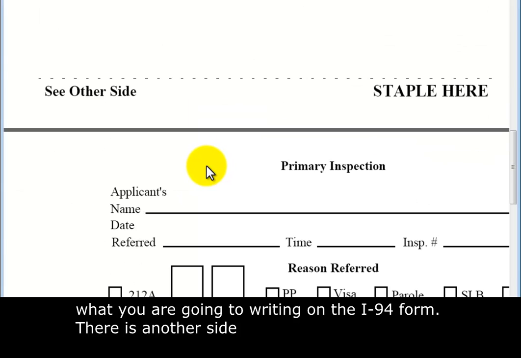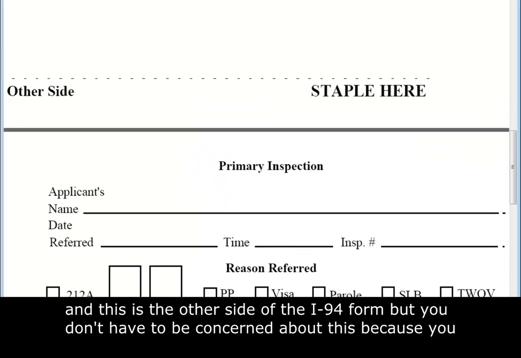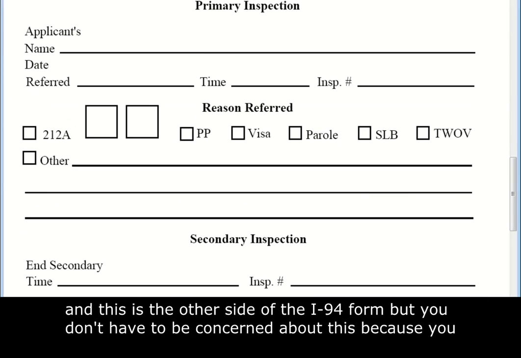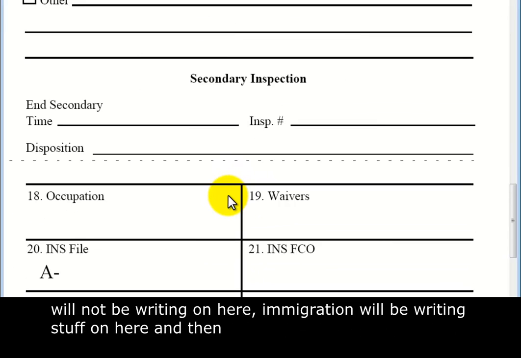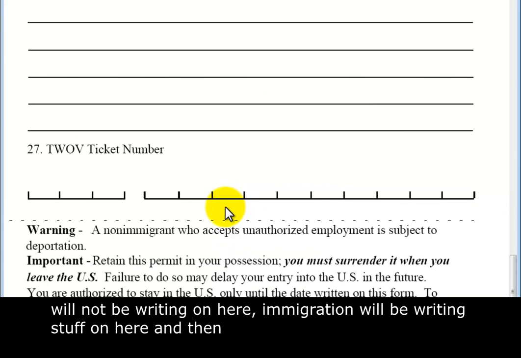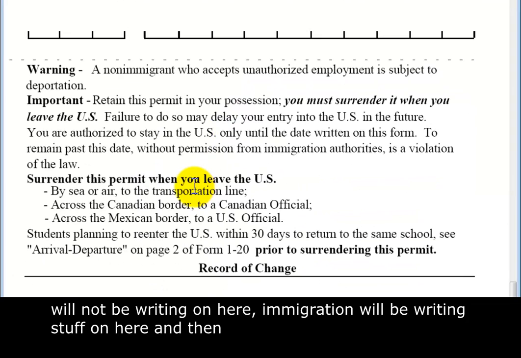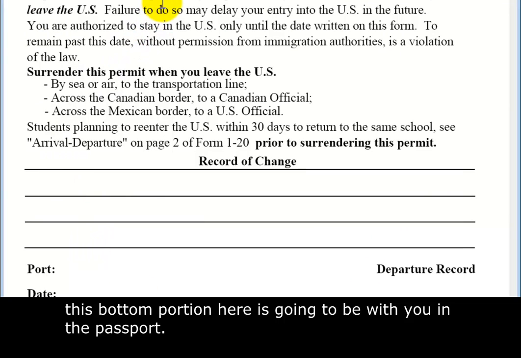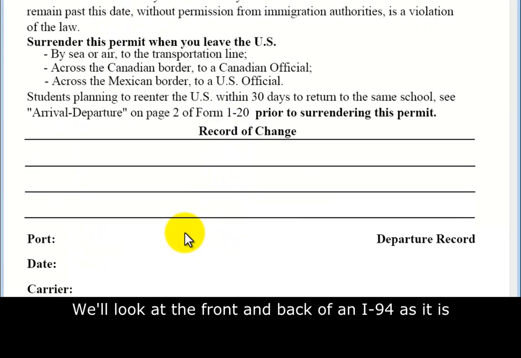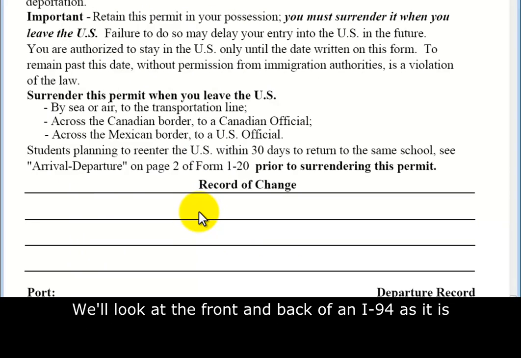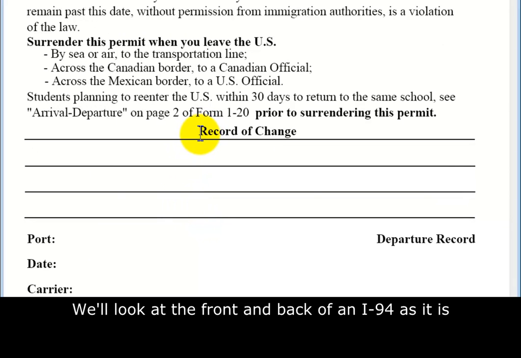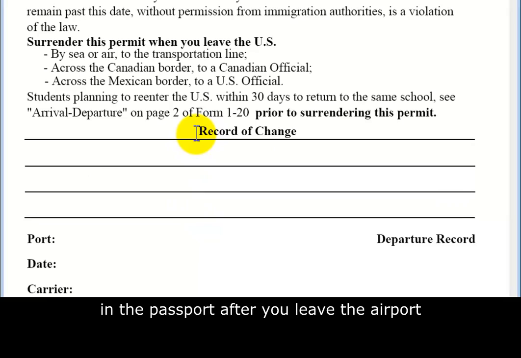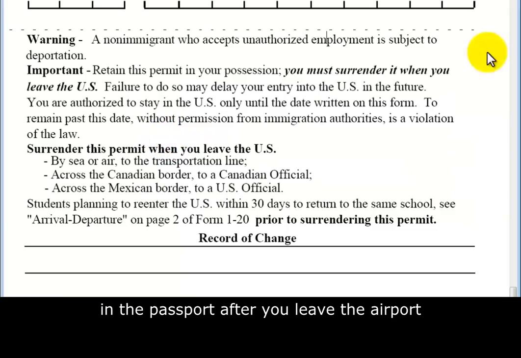There is another side, and this is the other side of the I-94 form here. But you don't have to be concerned about this because you will not be writing anything on here. Immigration will be writing stuff on here. And this bottom half is going to be with you in your passport. And we'll look at the front and back of an I-94 as it is in the passport after you leave the airport.